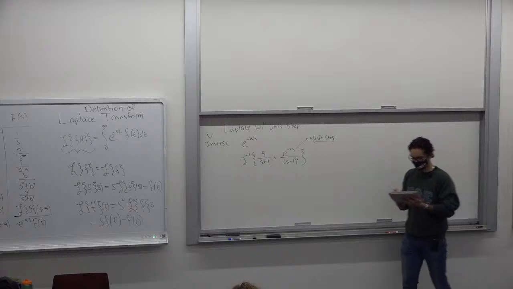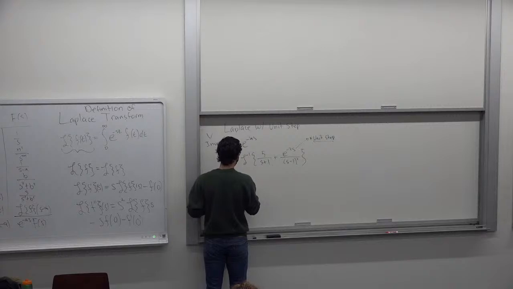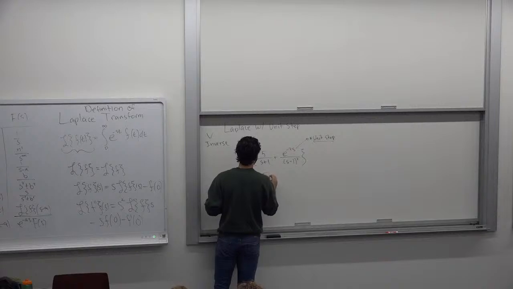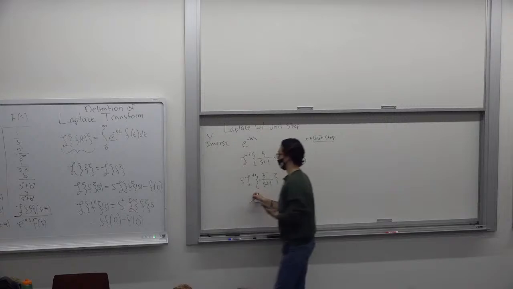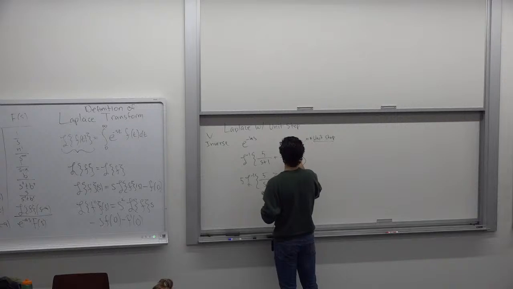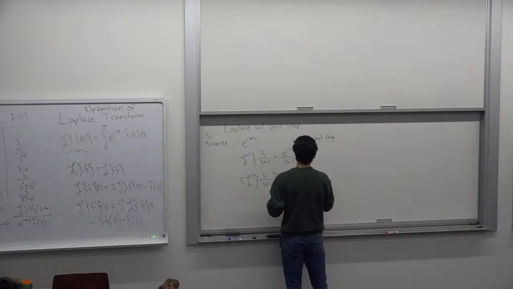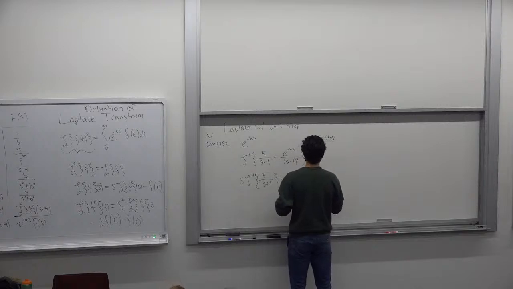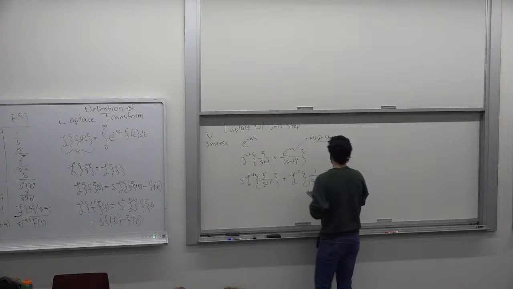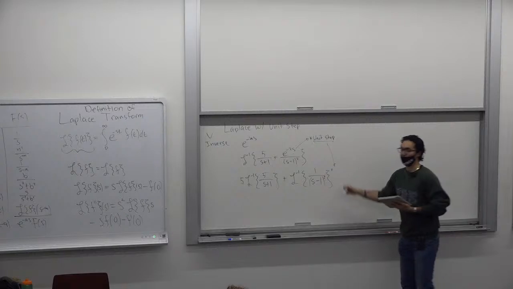So if we just break this up like we do our integrals, bring our constant out front and separate into two different terms: 5 times the inverse Laplace of 1 over s plus 1, plus, ignoring this e to the negative 2s, the inverse Laplace of 1 over s minus 1 squared. And we're just going to make another note. It's still a unit step though, just so we don't forget.